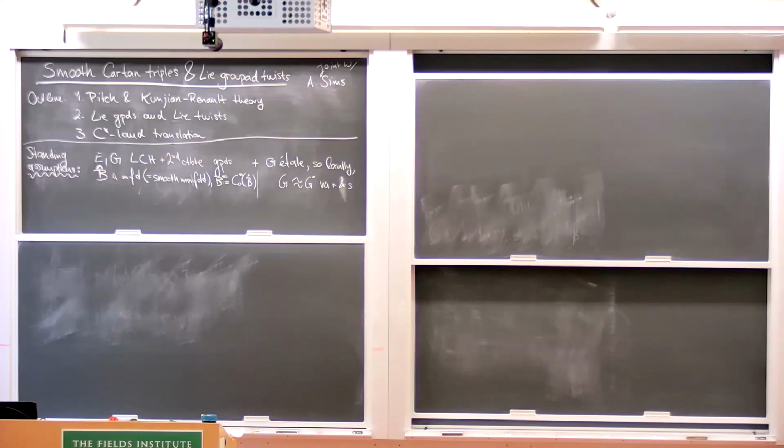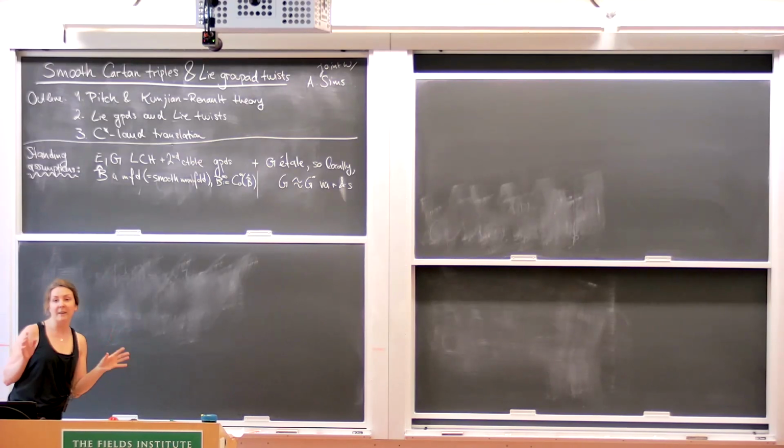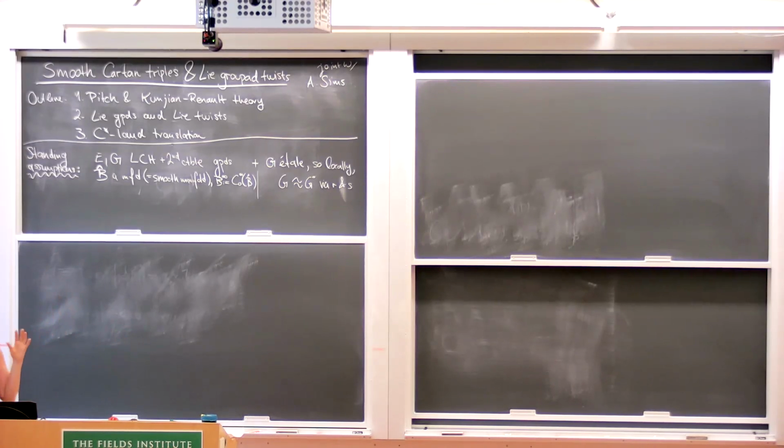And I'd like to first let you know what I'm going to do. I'm going to pitch my idea. I'm going to pitch what we worked on and what the idea behind our theorem is. And for that, I also have to talk a little bit about Kumjian-Renaud theory. I'm going to introduce you to Lie groupoids and Lie twists because I don't expect everyone here to be very knowledgeable of differential geometry. And then I'm going to translate what we've done in differential geometry to C*-algebra land for you.